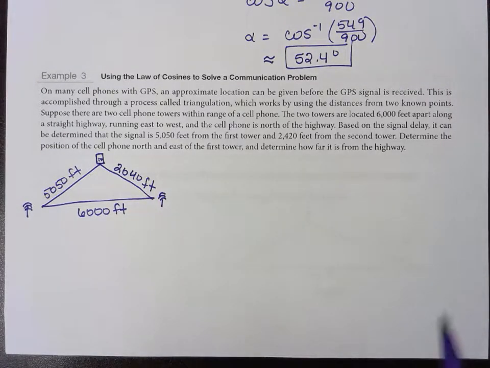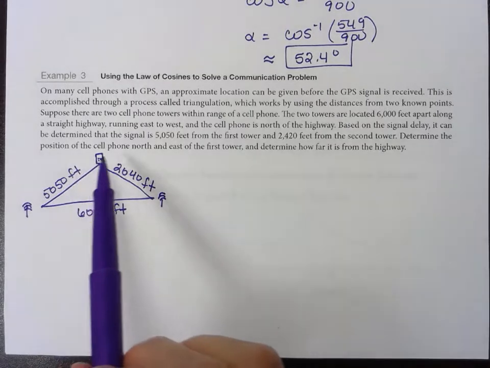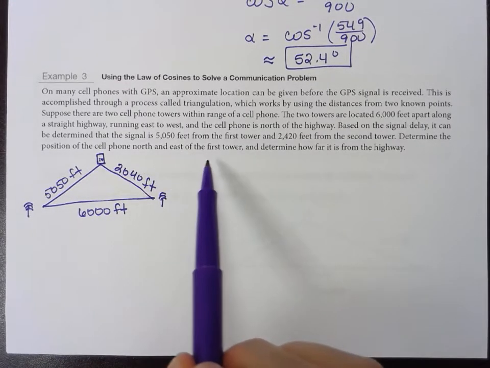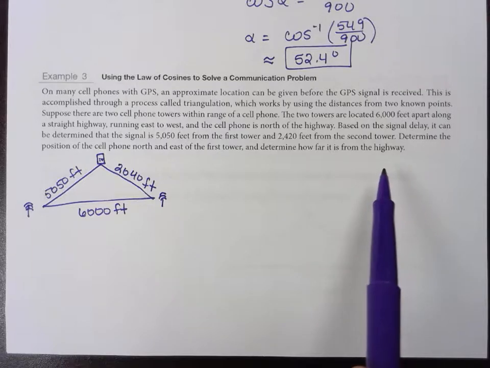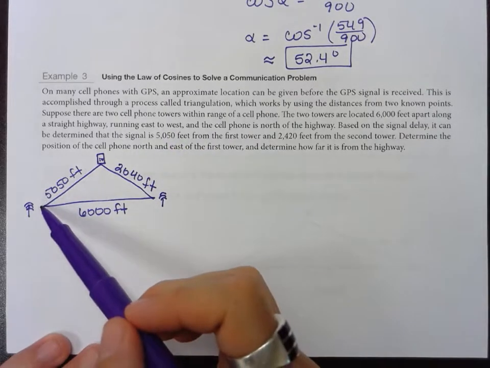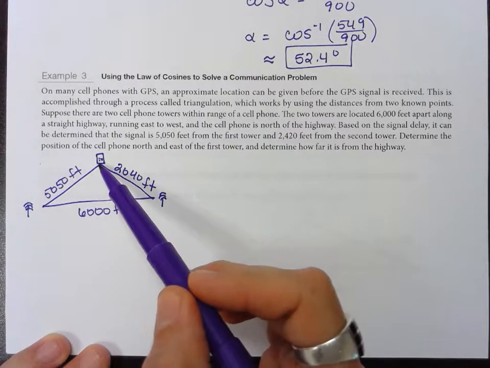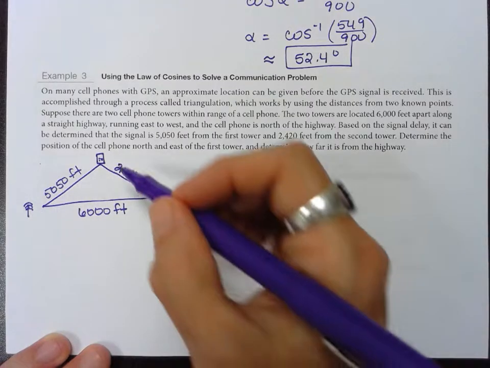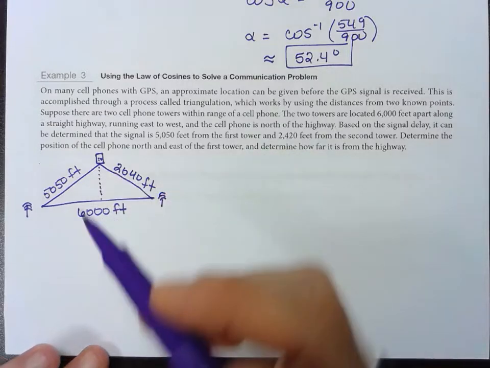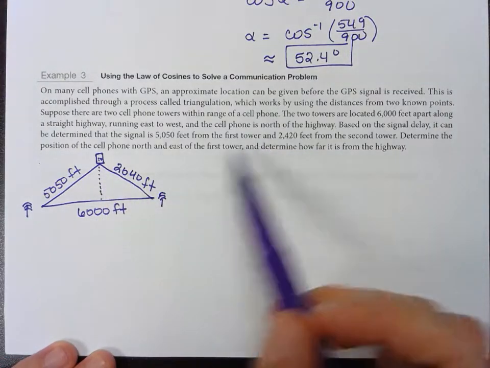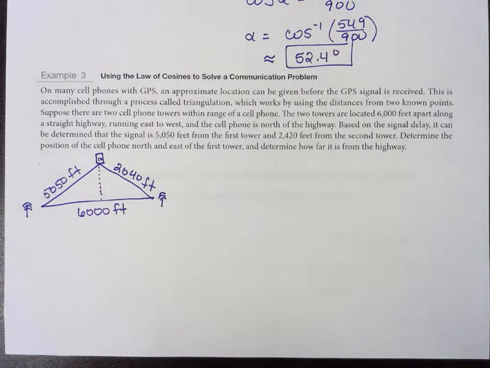So what are we looking for? Determine the position of the cell phone north and east of the first tower and determine how far it is from the highway. So we will want to know how far north and east this phone is from the first tower. We also want to know how far it is from the highway. So we pretty much answer one of our previous questions if we answer this one. So how in the world do we determine all of this?